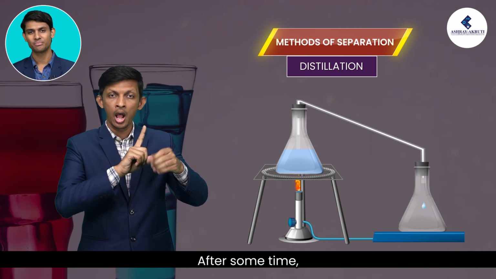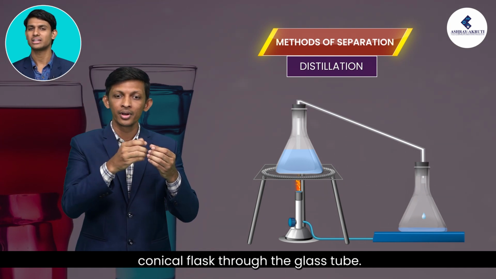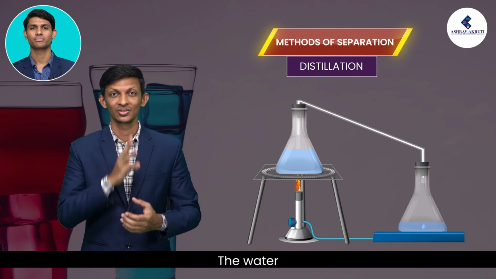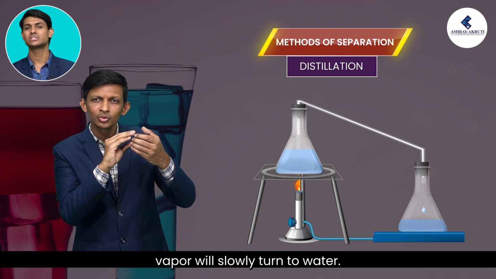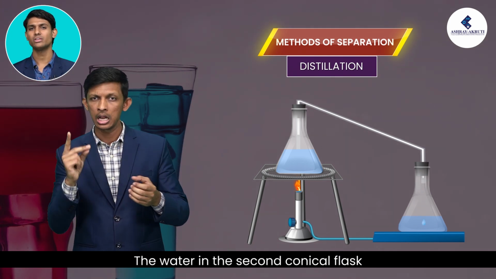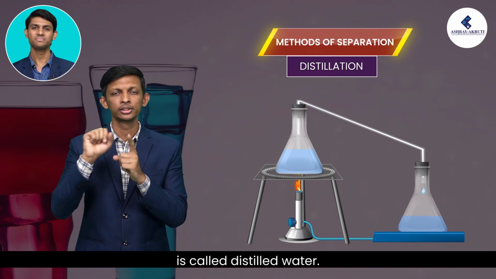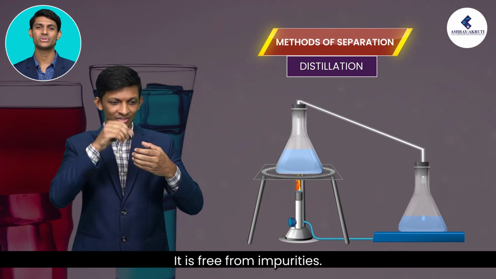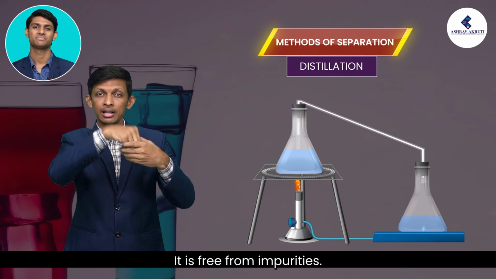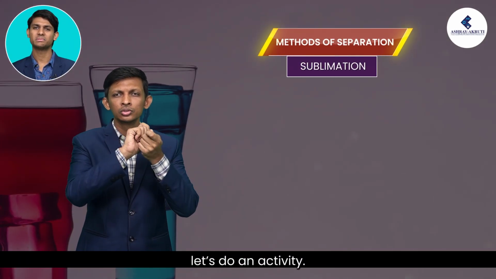After some time, water vapor goes into the second conical flask through the glass tube. The water vapor will slowly turn into water. The water in the second conical flask is called distilled water. It is free from impurities.